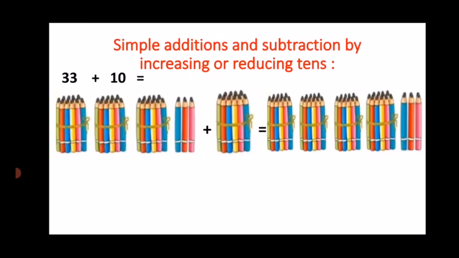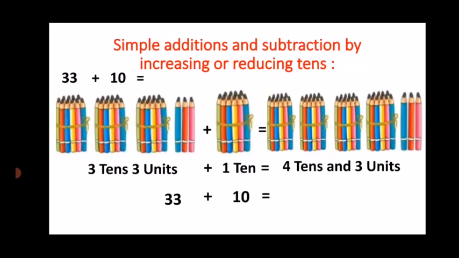10. So 3 tens, you can see here 3 bundles of pencils. Okay, so what we will write here, that is 3 tens and 3 units. 3 tens and 3 units, that means 33 plus how many tens? 1 ten. 1 bundle of pencils, that means 1 ten. 1 ten, that means 10. So 3 tens, 3 units plus 1 ten is equal to 4 tens and 3 units. That means 43. Okay children, hope you all have understood this.